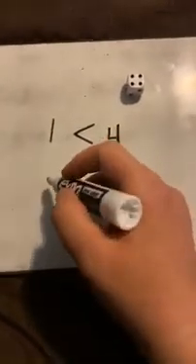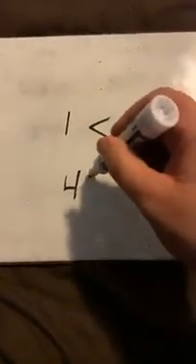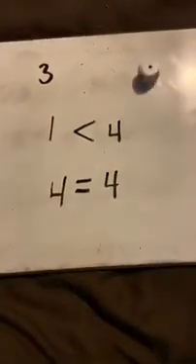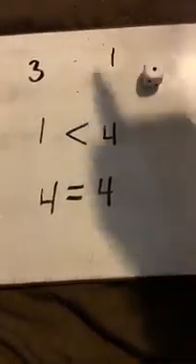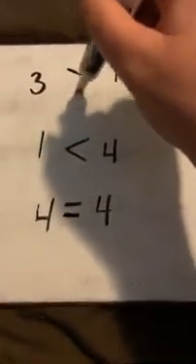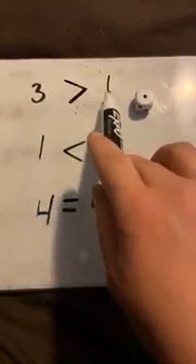All right, let's try it again. Ooh, I got a 4 again. All right, roll it again. Ooh, I got a 4. So, I have a 4 over here and a 4 over here, so I know I'm going to put the equal sign. One more. Last one. I have a 3. And I'm going to roll it again, and I've got a 1. So my alligator mouth goes to the bigger number. So I know that 3 is greater than 1.